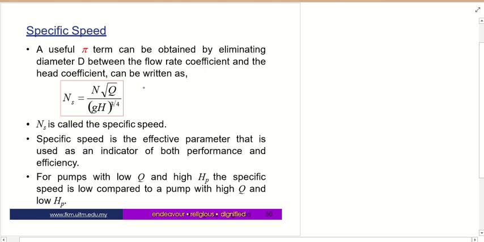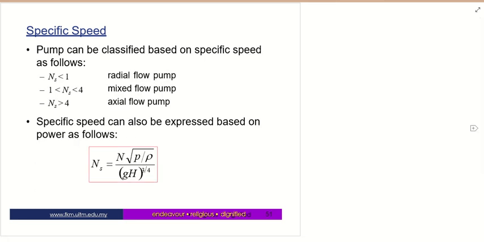So specific speed is the effective parameter that is used as an indicator for both performance and efficiency. So for pumps with low Q and high HA, which is head available, the specific speed is low compared to a pump with high Q and low head. So pumps can be classified based on specific speed as follows. If Ns is less than 1, it is known as a radial flow pump. And then if Ns is in the range of 1 to 4, it is a mixed flow pump. And then Ns higher than 4, it is an axial flow pump.